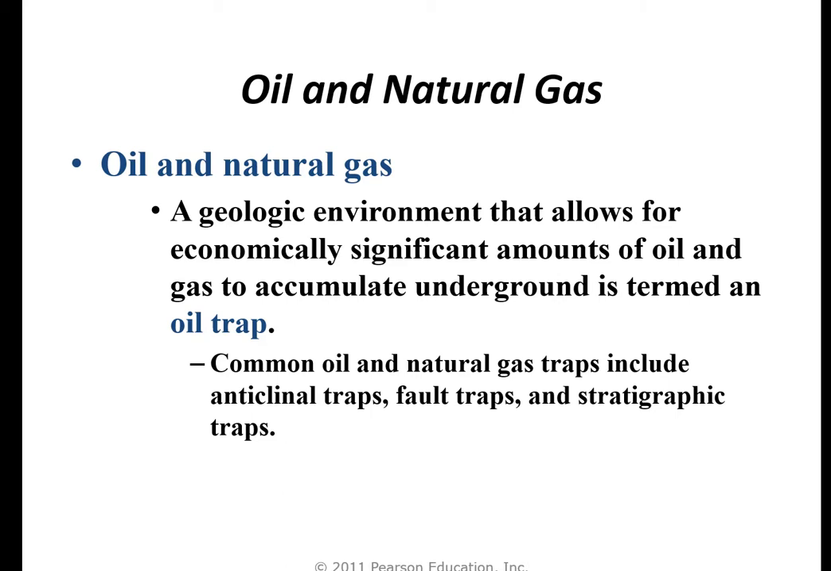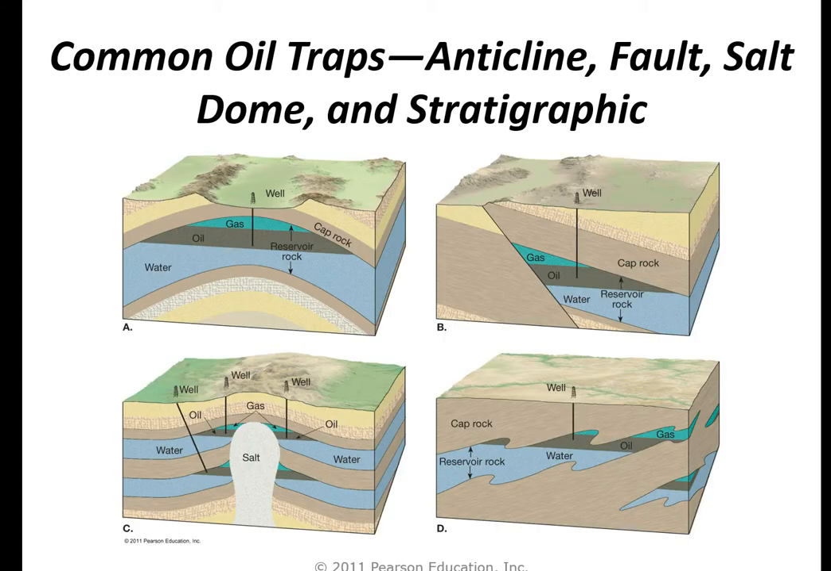And so a geological environment that is sufficiently allowable for oil is called an oil trap. Common oil and natural gas traps include anticlinal traps and fault traps. Here we can see the different traps we can find oil in. First, the topography of the earth. You might have to drill through some rock and get through the gas and water to get to the oil. Of course, oil floats to the top of the water.